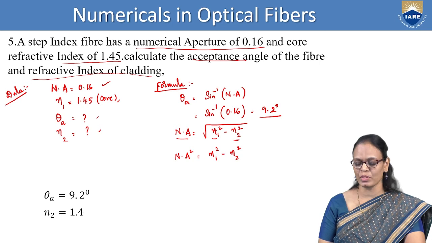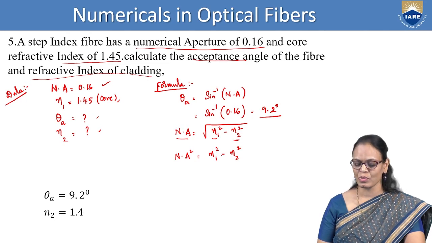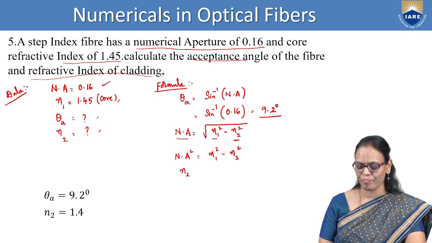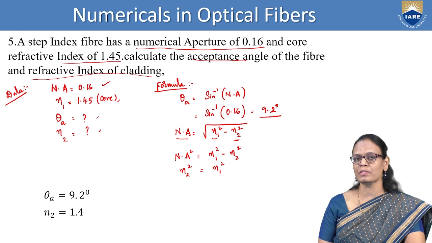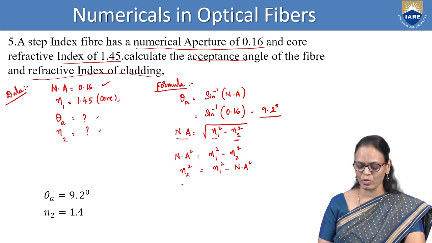Okay, we are squaring on both the sides, so the square root goes off. We have N1 square minus N2 square. Because we want to find N2, I will take this N2 the other side and bring NA onto the right hand side. So this minus N2 square, if it comes onto the left hand side, it becomes plus N2 square is equal to N1 square. This plus NA square will become minus NA square. N2 square is equal to N1 square minus NA square. We want to find only N2, so we will take the square root.